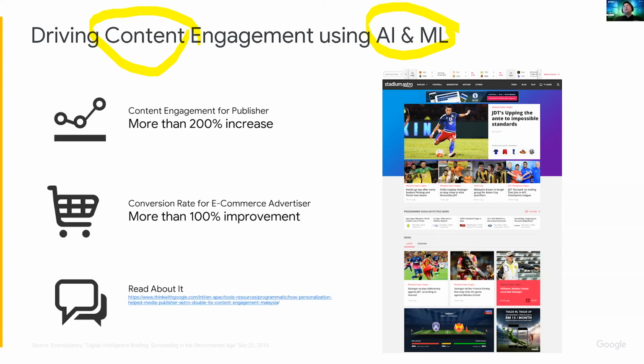They actually had a website called Stadium Astro in the past, right? And this website has all of the latest news related to football, badminton, hockey, tennis, you name it. So what happens here was this. We were able to identify what sport you prefer. I can even identify what team you prefer.